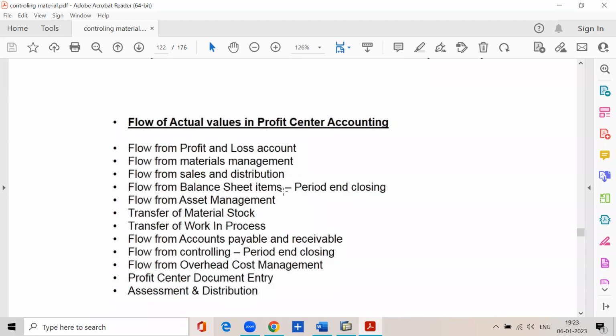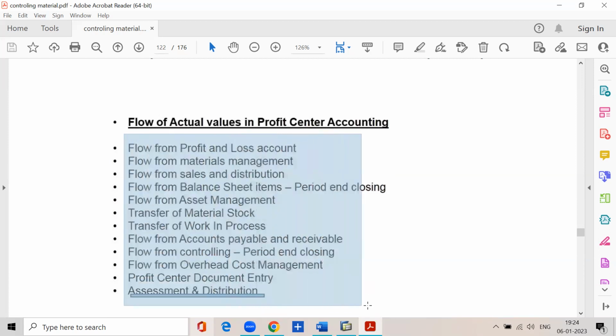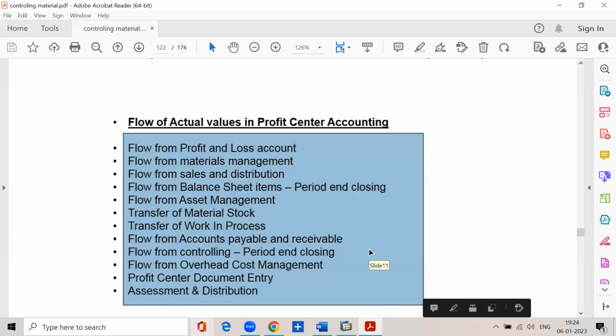Then from the balance sheet items. At the time of period end closing, the balance sheet items are assigned to profit centers. From asset management, transfer of material stock. This is from transfer of work in progress. This is from product costing, right? Then flow from accounts payable and accounts receivable. Flow from controlling, that is period end closing. Means at the time of assessments and distribution, we can also transfer the costs to profit centers. Flow from overhead cost management, profit center document entry, assessments and distributions. So from all these sources, the information of expenses and revenues are posted to profit center accounting.